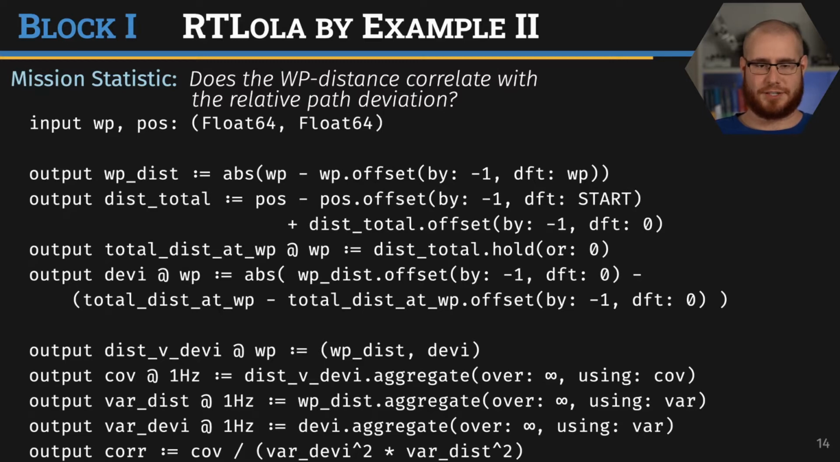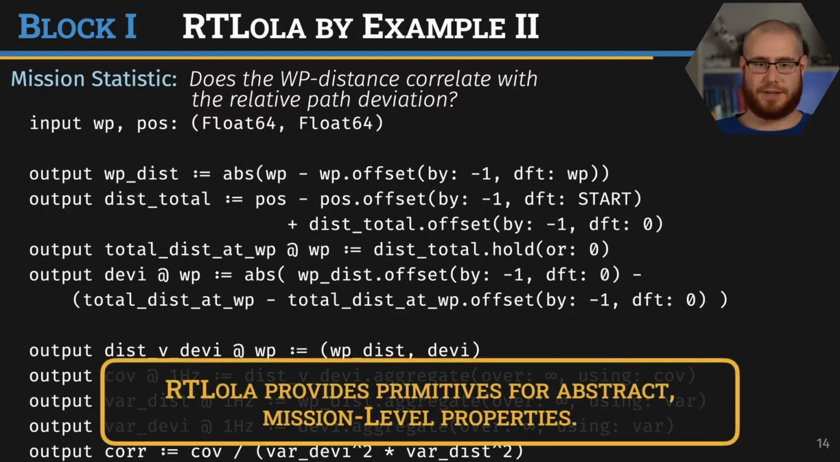And of course, this is just a value, and we could then again define triggers to see what we can do with this value. The main takeaway message from this specification here is that we have seen a couple of interesting things we can do for sensor level specifications. And this is a mission level specification. And here we once again have primitives to express these abstract and mission level properties quite conveniently.